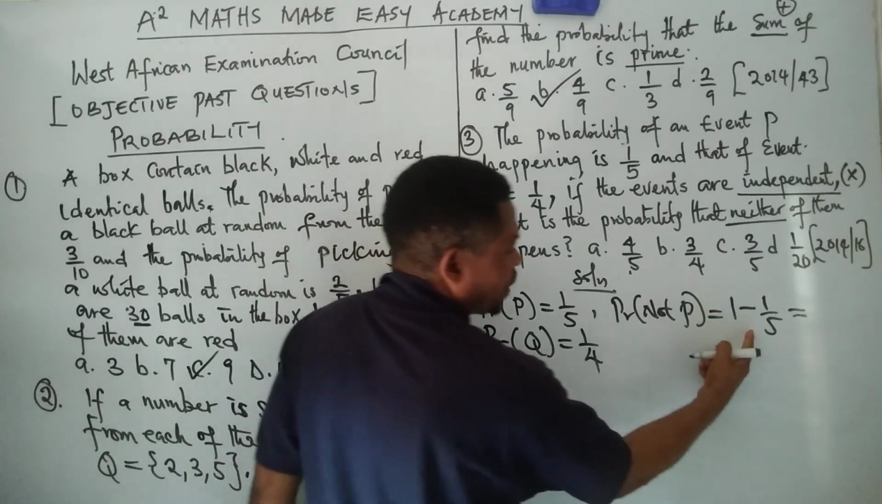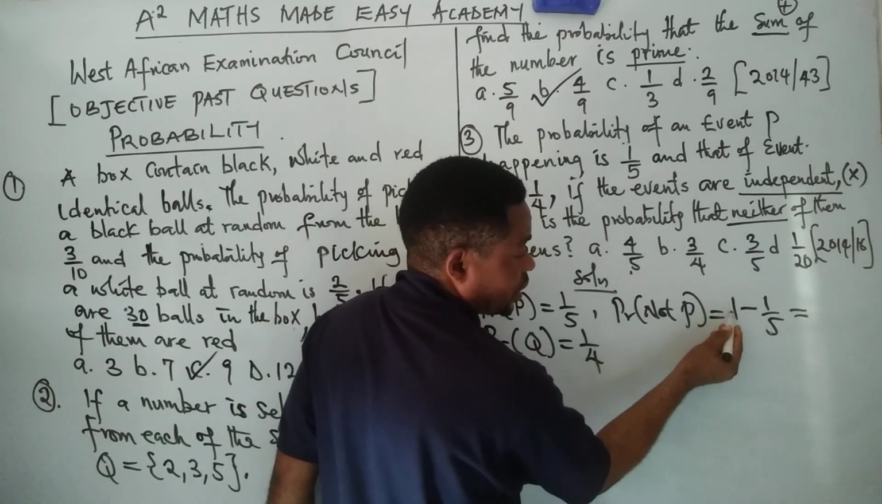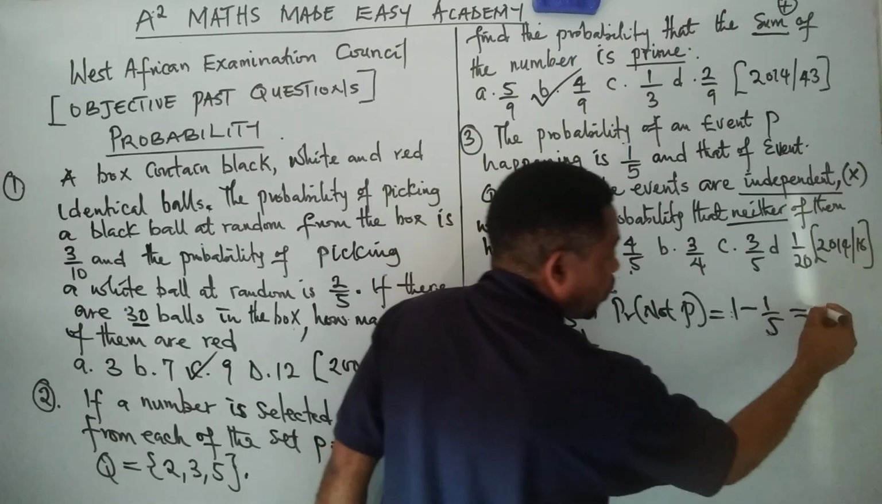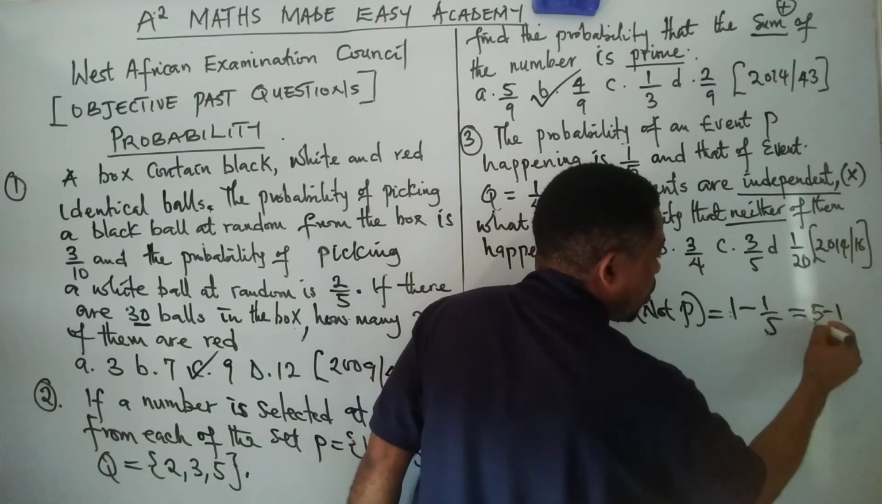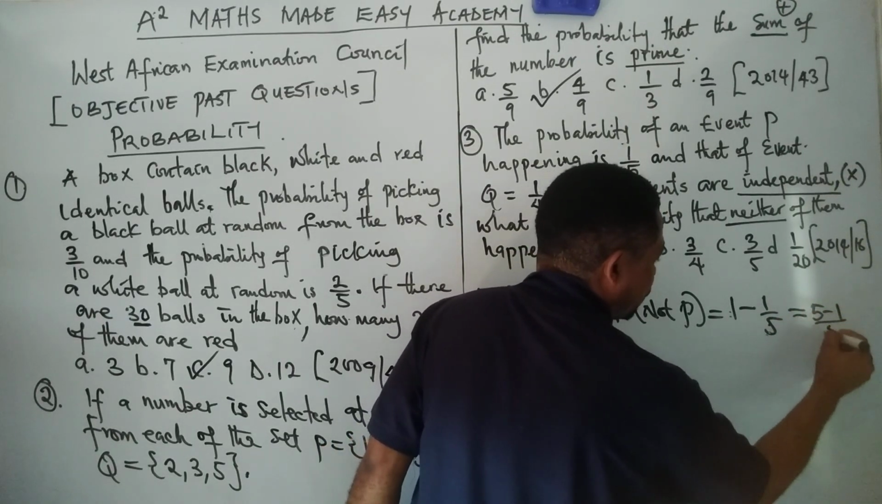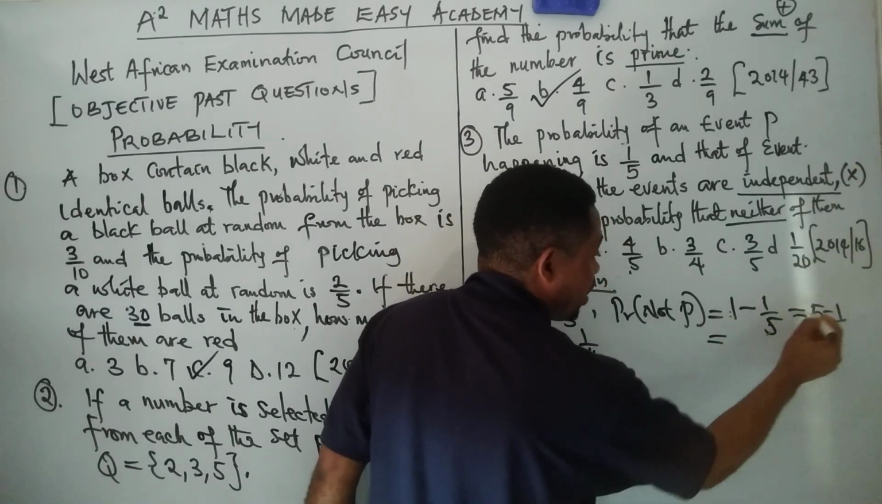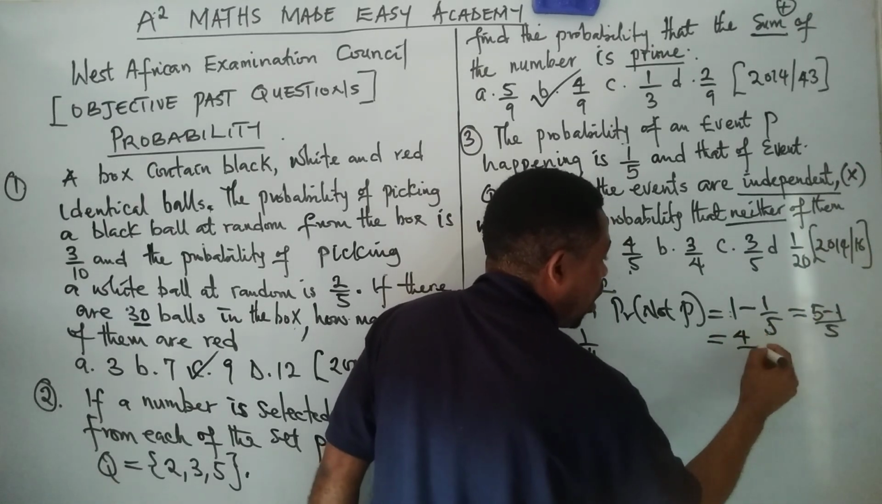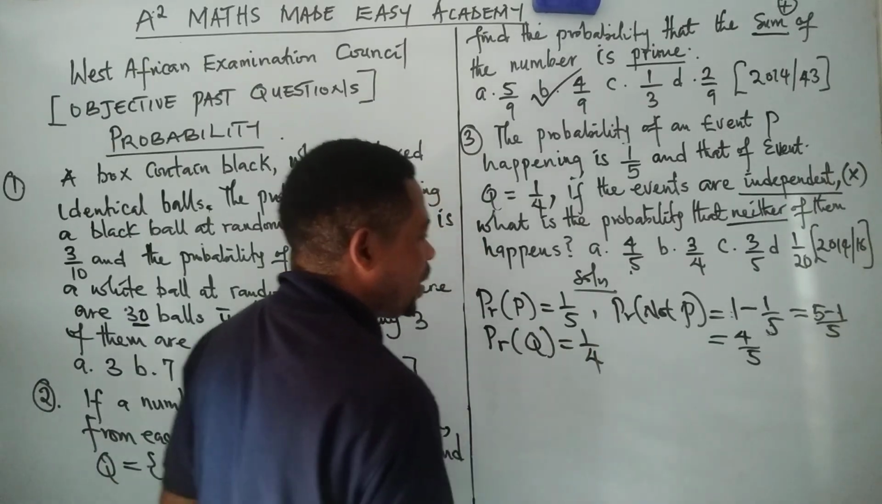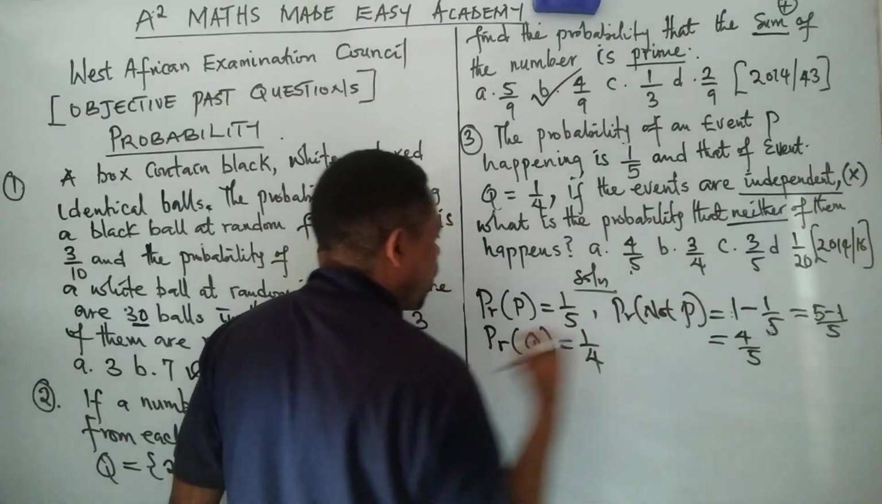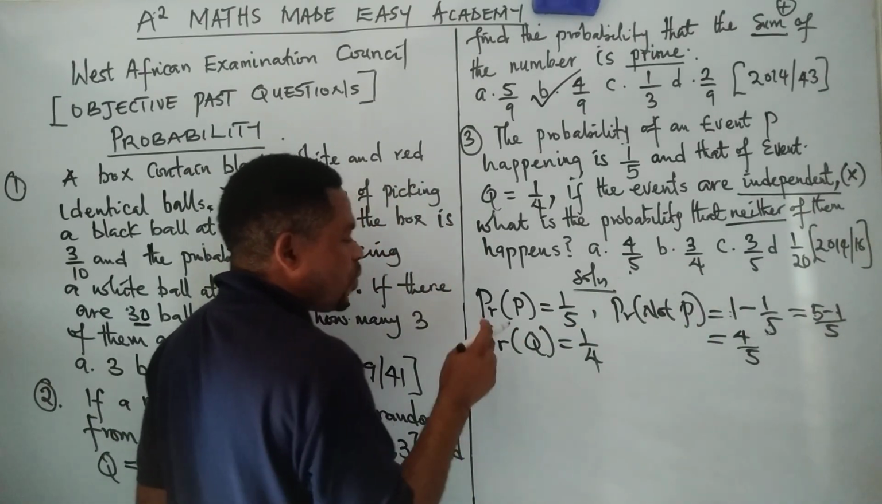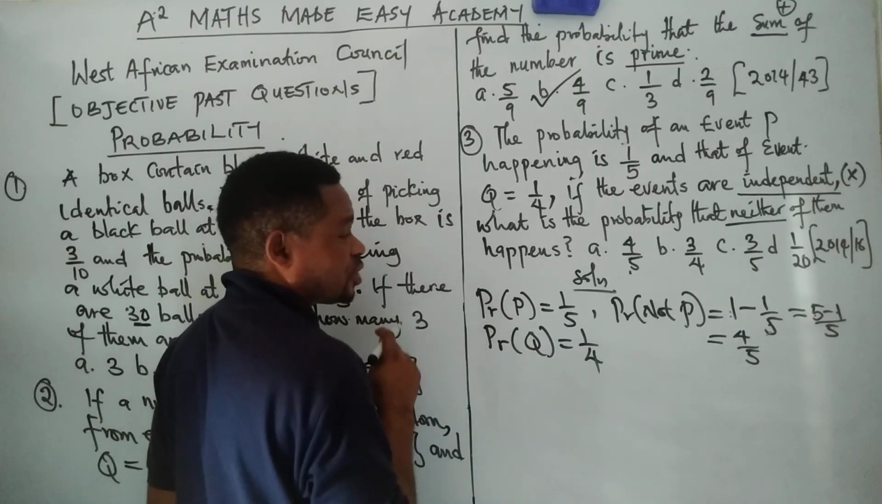Watch. You can take the LCM or just do this. 5 times 1 will give you what? 5 minus 1 over the denominator. What's the denominator? 5. So which means the probability here, 5 minus 1 is 4, all over 5. Now the probability that it is not P is 4 over 5. Am I communicating?